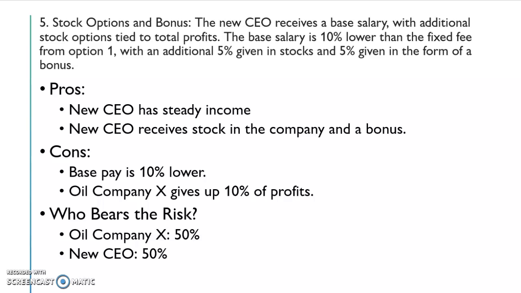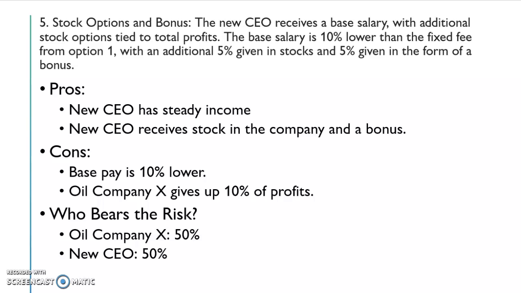The cons are that the base pay begins 10% lower, and oil company X is giving up 10% of their profits in the form of stock option and bonus, 5% being in a bonus and 5% being in stock. However, the 5% in stock is better than the 10% in scenario number 3.